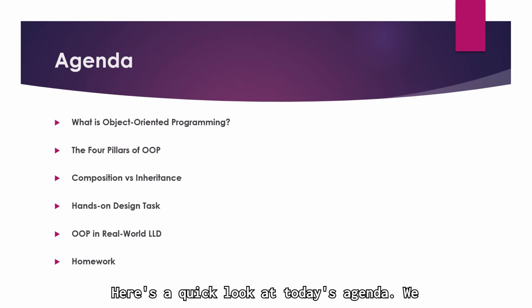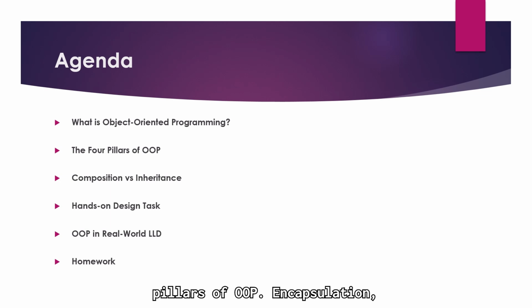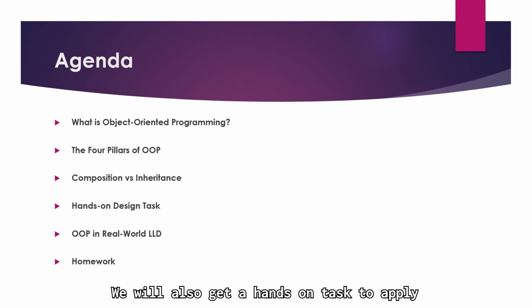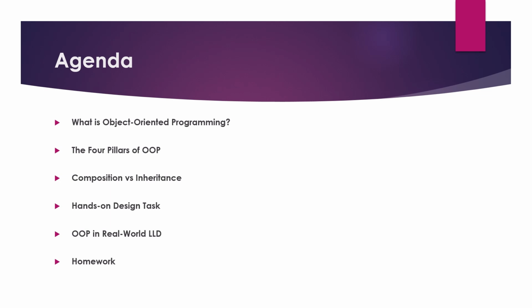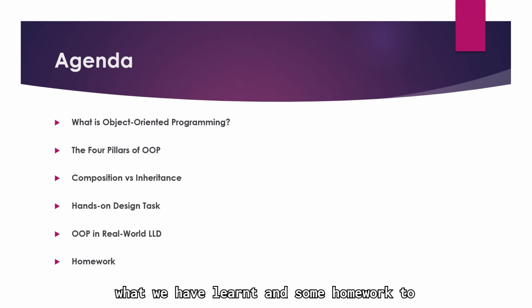Here's a quick look at today's agenda. We will start by understanding what object-oriented programming really means and how it differs from other paradigms. Then we will take a deep dive into the four pillars of OOP: encapsulation, abstraction, inheritance, and polymorphism. We will discuss common pitfalls, compare composition with inheritance, and look at where OOP fits into real-world low-level design. We will also get a hands-on task to apply what we have learned and some homework to reflect on our understanding. Let's go step by step.